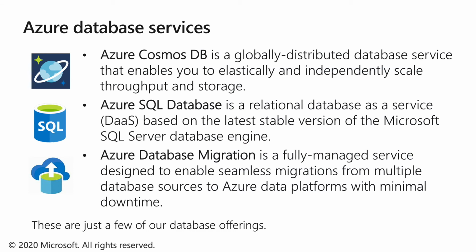Now, in terms of database services, the Azure Cosmos DB is a globally distributed database service that enables you to elastically and independently scale throughput and storage. It gets much bigger and smaller depending on the amount of information that's in there, and you can control that and limit that.